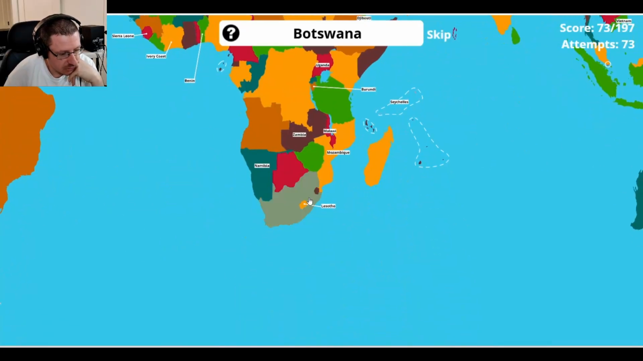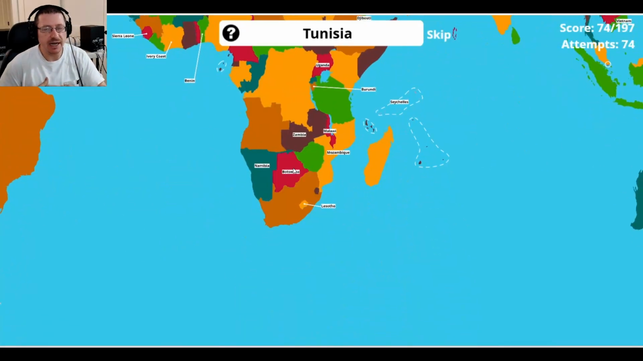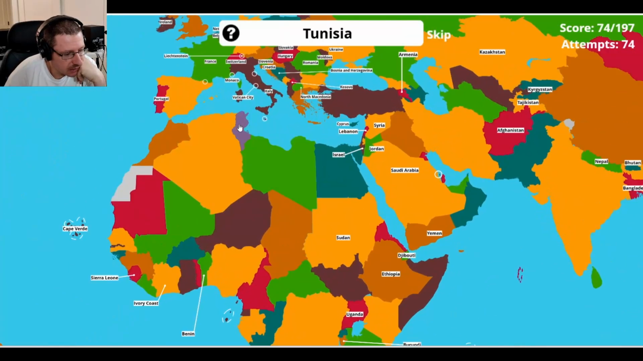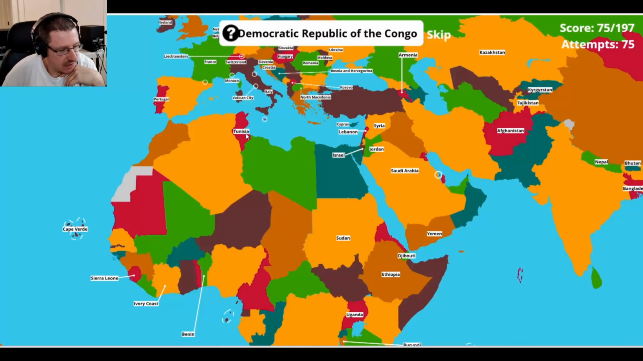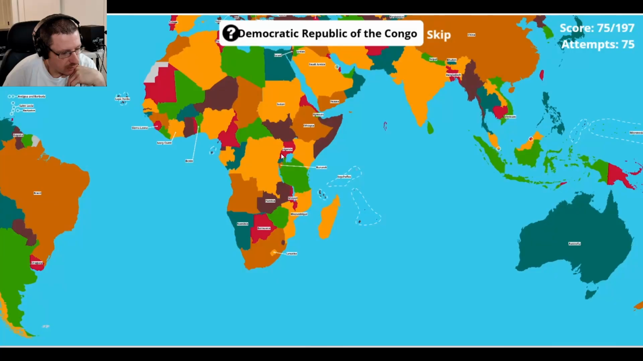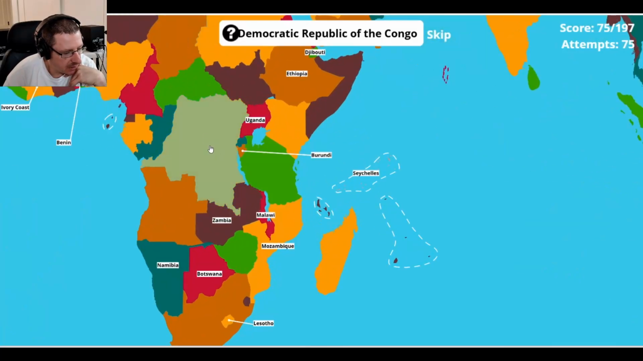Botswana is right here. They have the highest amount in value of rough cut diamonds in the world. Tunisia is right here. It's known for its salt flats. Democratic Republic of Congo is this huge chunk right here. And the second largest rainforest in the world is the Congo Basin. 60% of it is in the Democratic Republic of Congo.